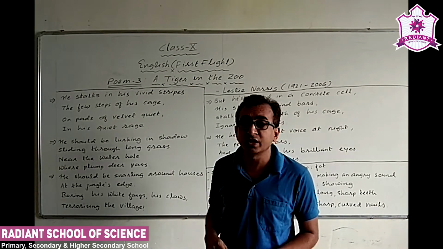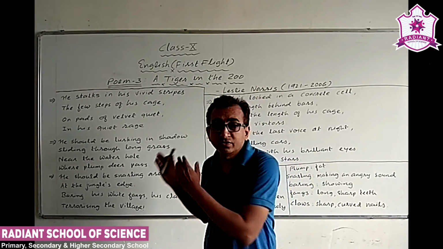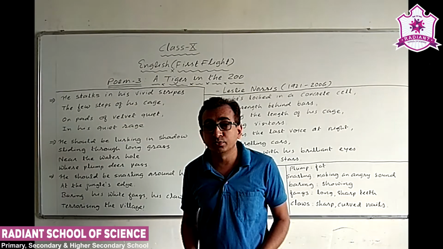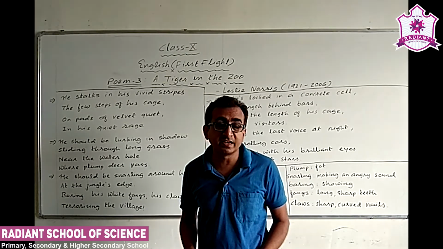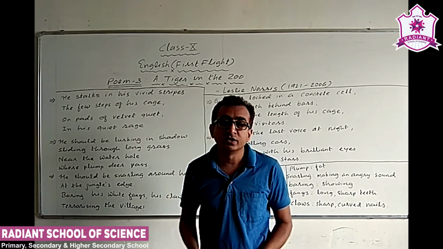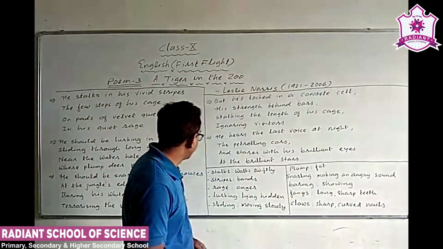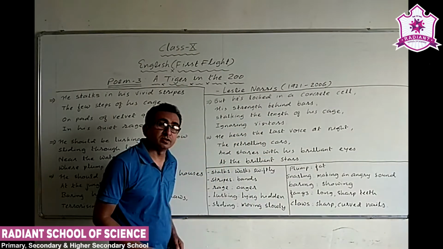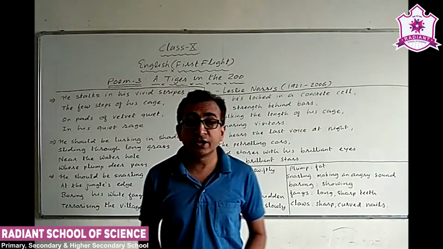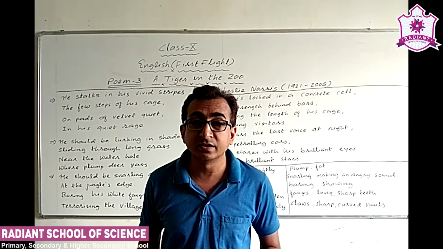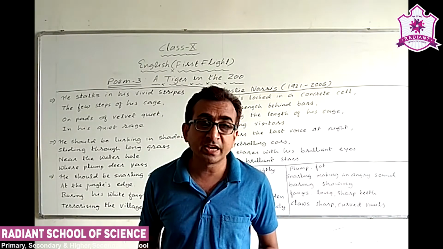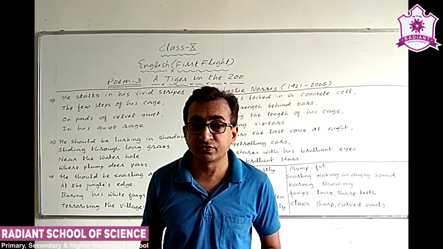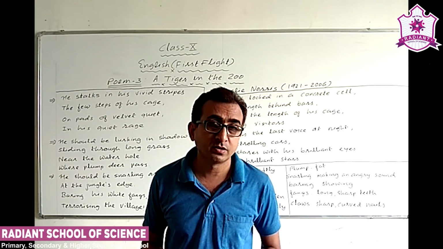In his quiet rage. The last line is very, very remarkable. Although it is the shortest line, the poet explains to us through this line that he has a quiet rage. Rage stands for anger. He has a feeling of anger in his mind, but he is not able to express this rage or anger through his behavior.